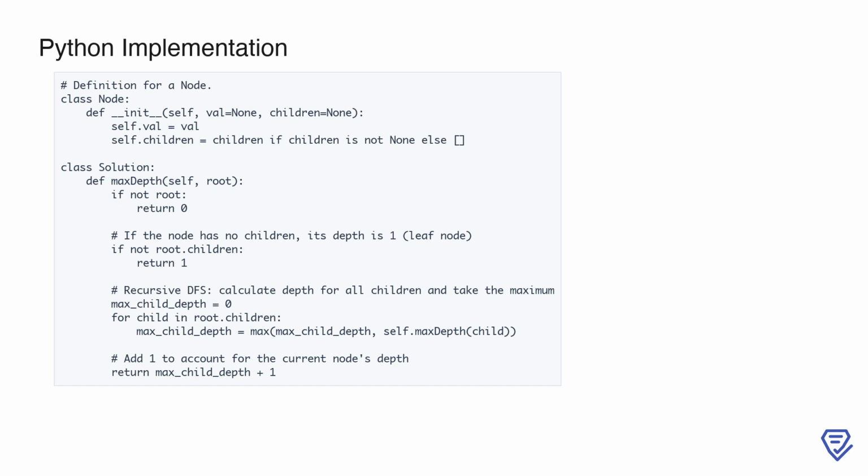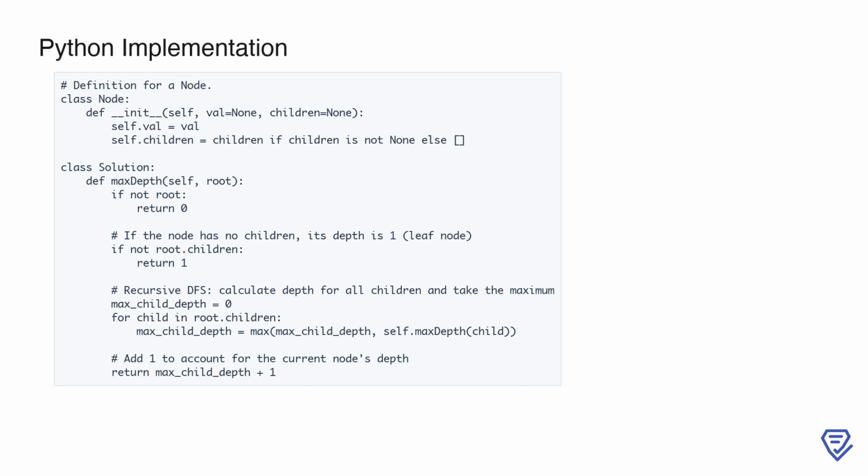This implementation solves the LeetCode problem maximum depth of N-ary tree using a recursive depth-first search (DFS) approach. Let's break it down step by step. First, we define the node class that represents a node in the N-ary tree. Each node has 2 attributes: val, the value of the node, and children, a list of its child nodes. If no children are provided during node creation, we initialize it to an empty list.